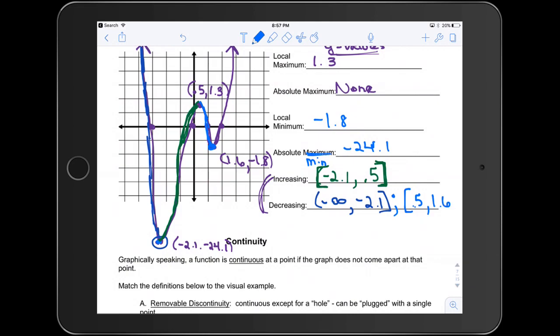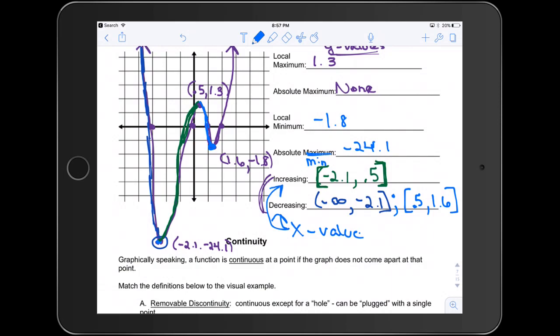And I will say this is the one where even on my note guide, instead of using 0.5, I by accident wrote 1.3. Why? Because I'm so used to doing maxes and mins. So you just have to really put a note to yourself on any kind of assessment or when you're doing it that these are all about the x values. These are the x values when you're talking about increasing and decreasing.